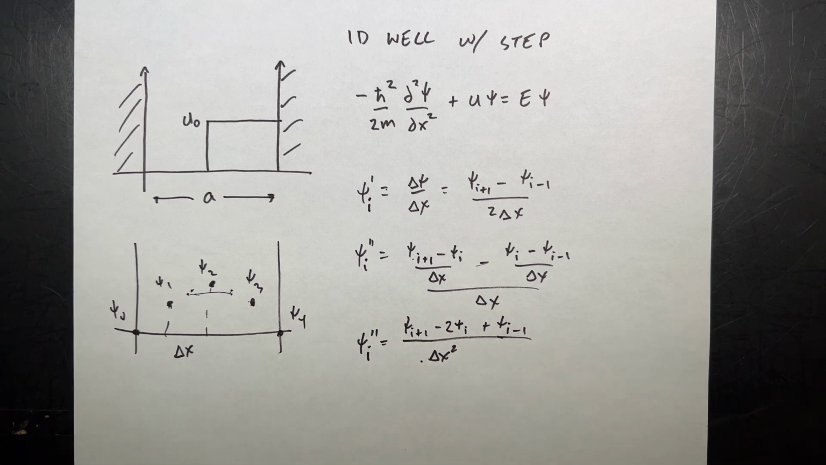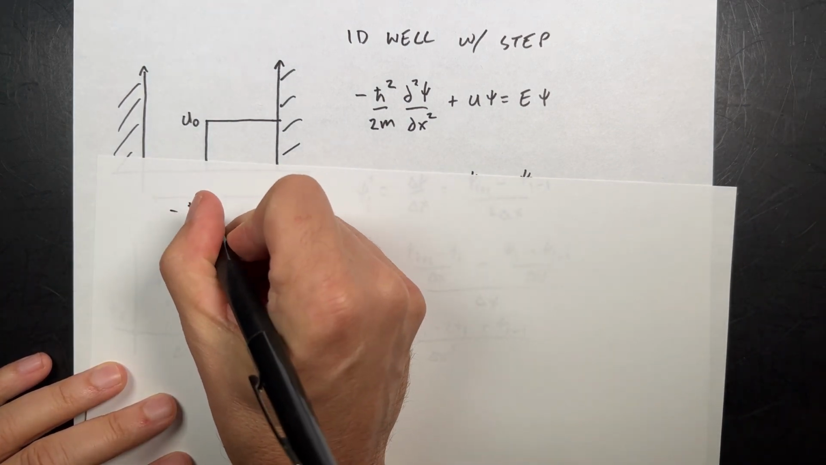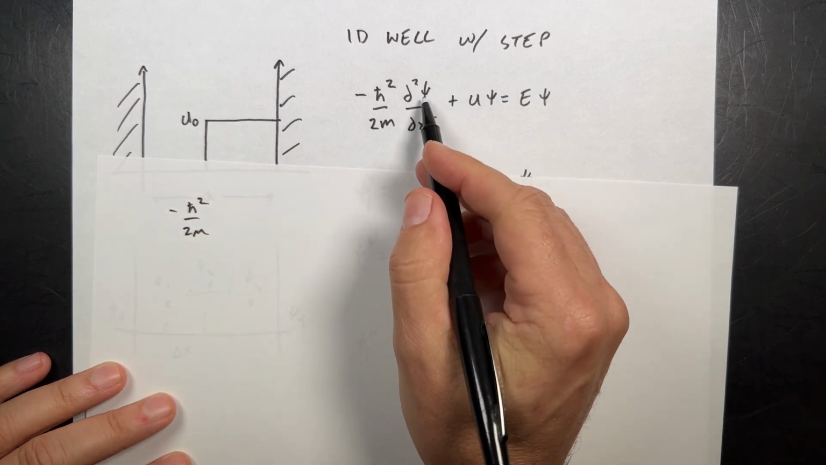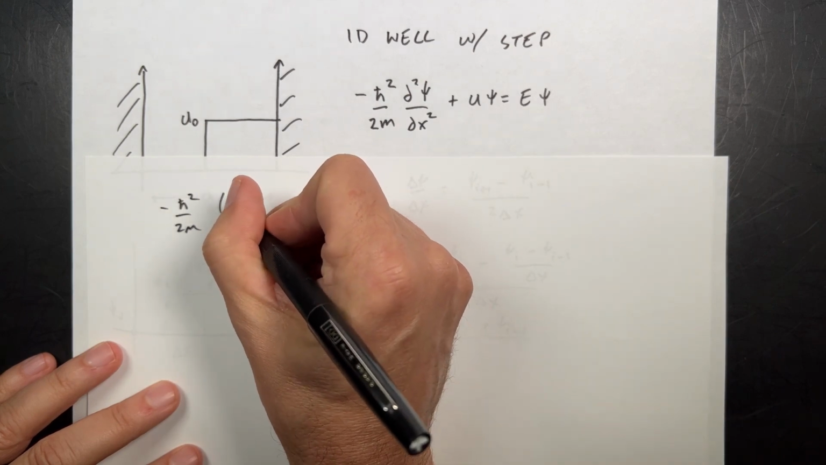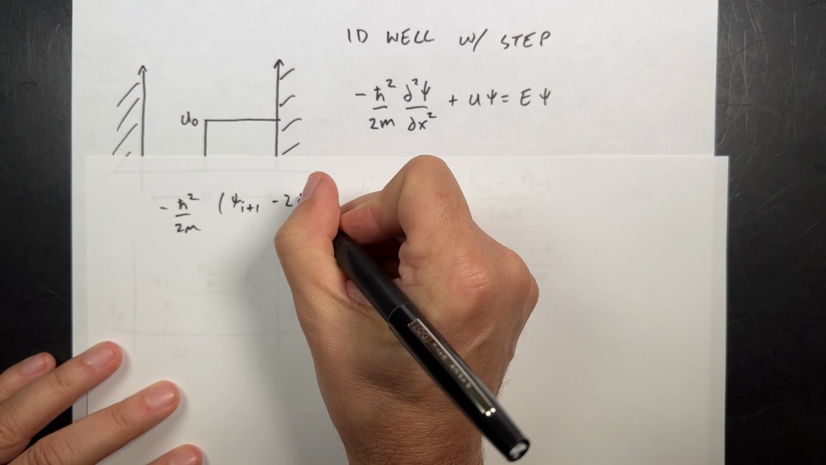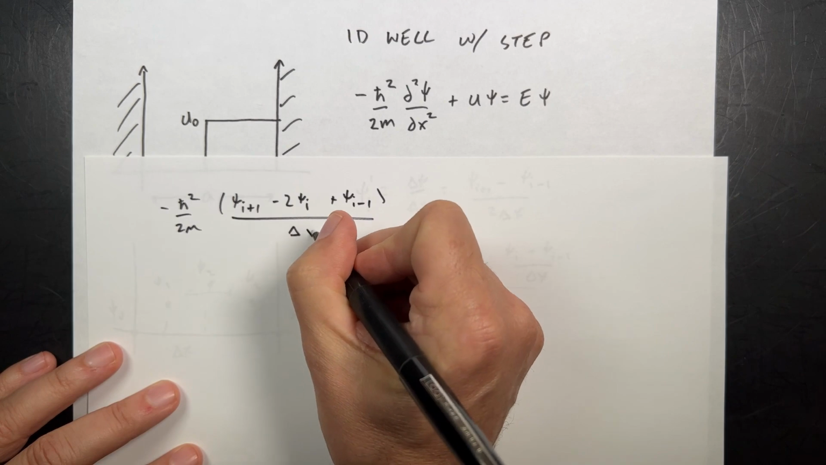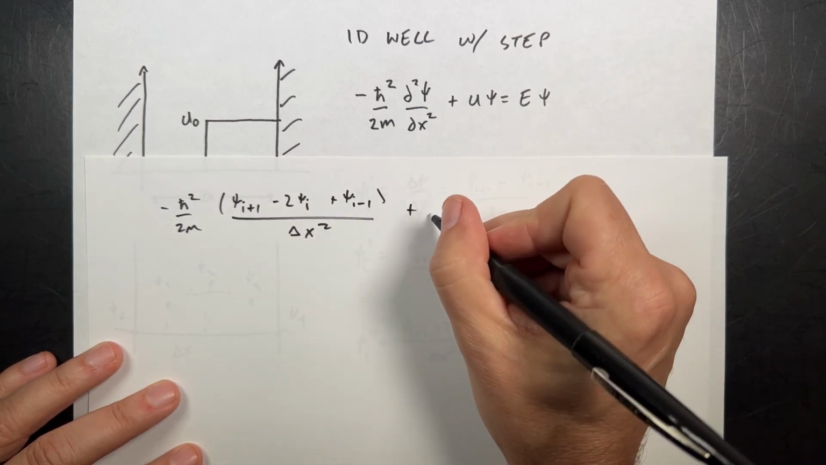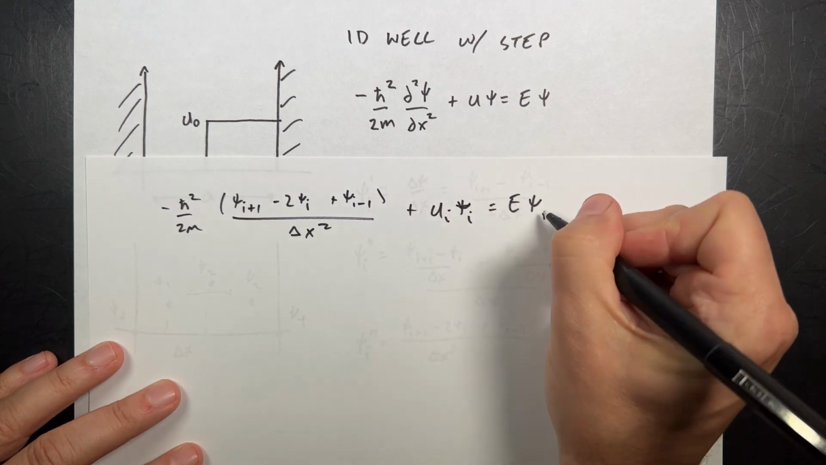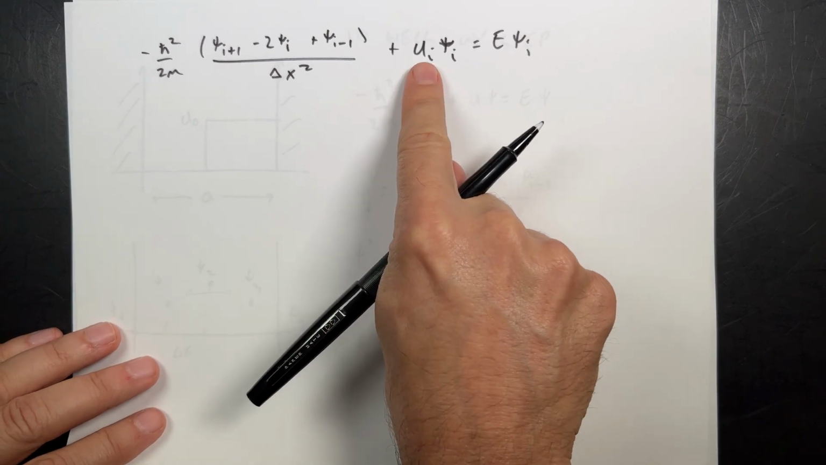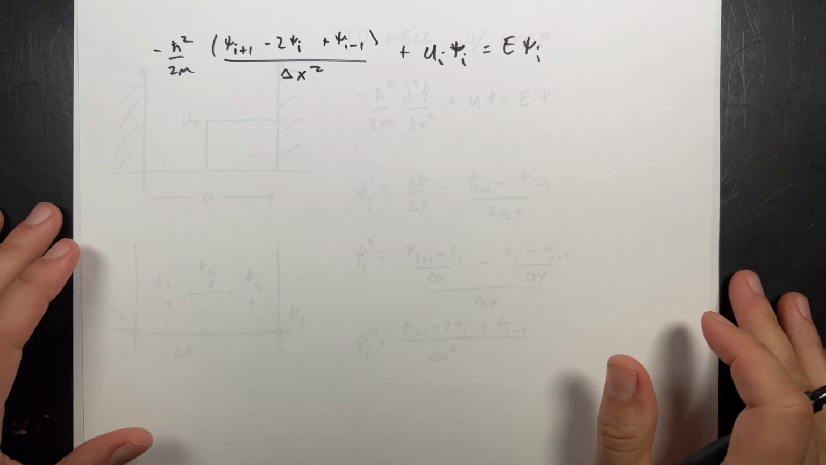So with this, I can write down the Schrodinger equation like this. Negative h bar squared over 2m, and the derivative for psi i, I'm going to write this as psi i plus 1 minus 2 psi i plus psi i minus 1, all of that over delta x squared. That's that. Then I have plus u i psi i equals E psi i. So for every value that I have a psi, I have a potential. So I do have u's.